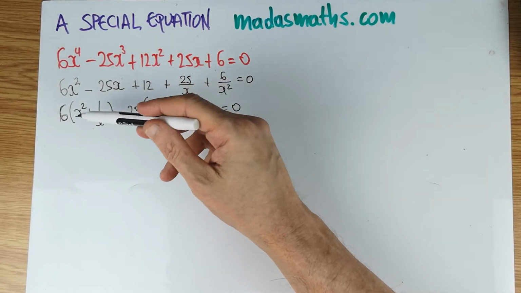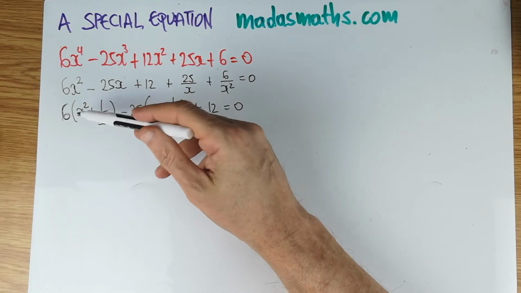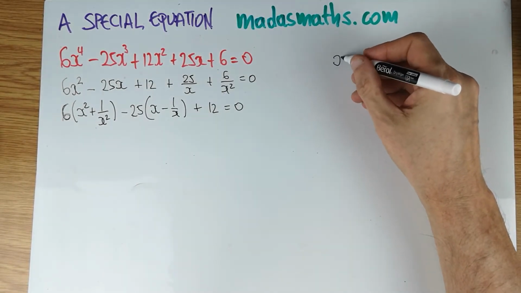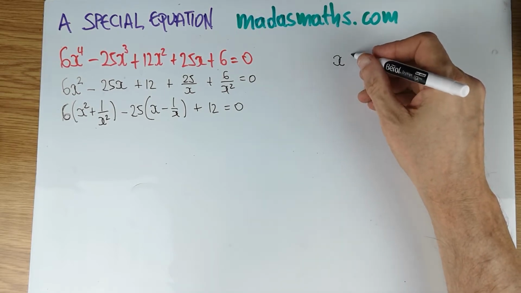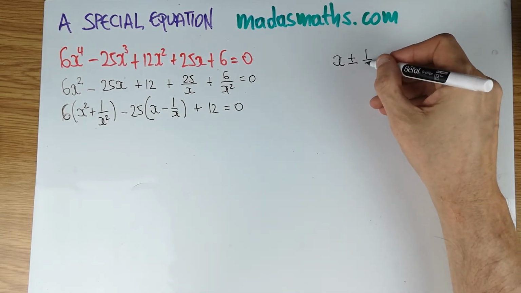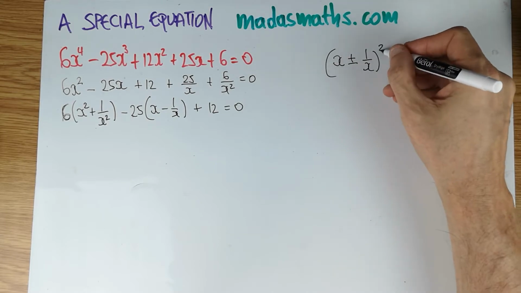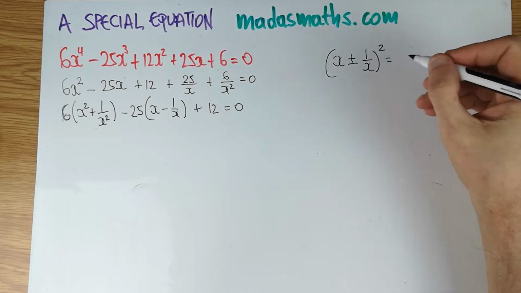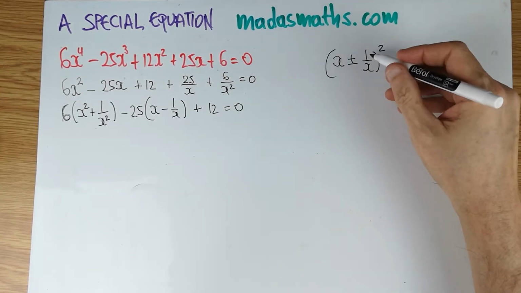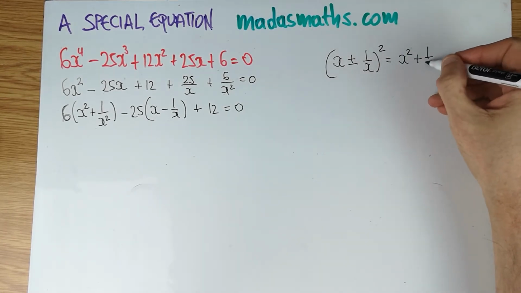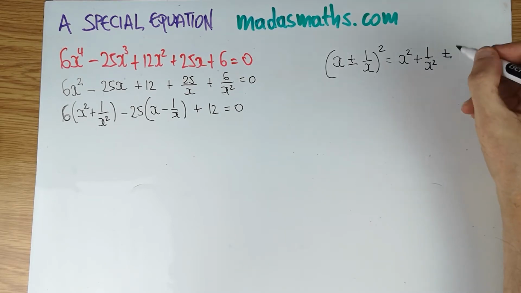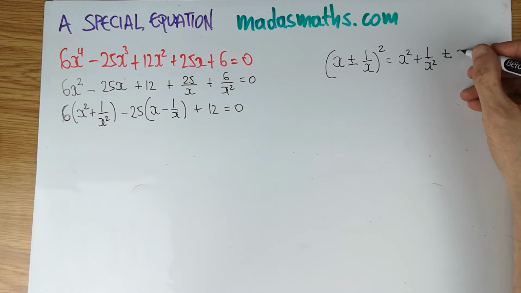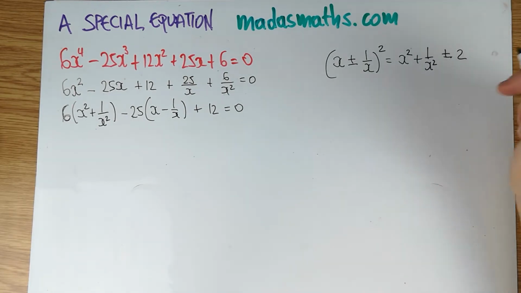Now, when you have squares, x squared plus 1 over x squared, they come from the expansion of x plus or minus 1 over x, all squared. If you see what happens in there, you're getting x squared plus 1 over x squared, plus or minus 2 lots of x times 1 over x. So that's in fact a plus or minus 2, depending on what you've got.